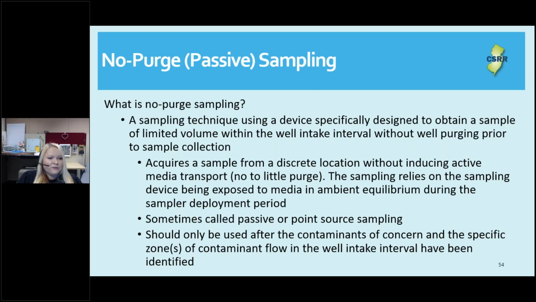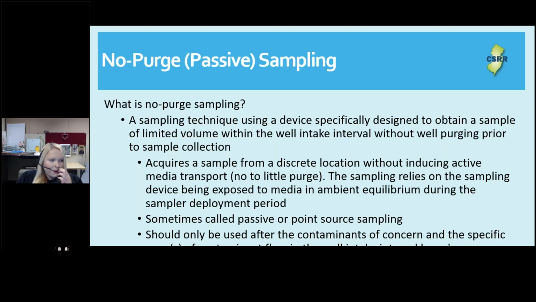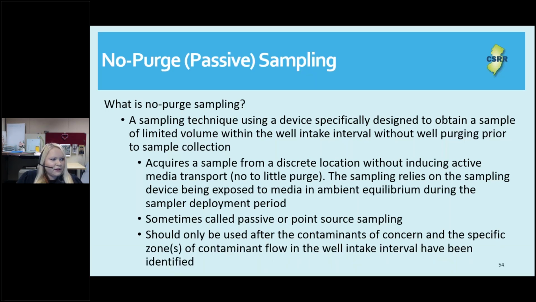It acquires a sample from a discrete location without inducing active media transport, and it relies on being exposed to media and ambient equilibrium during a sampler deployment period. The term no-purge is used because certain sampling devices technically are considered active because you are grabbing a sample. I'll go into that in the future. So no-purge samplers can be divided into two general categories, passive and active samplers. They can be further subdivided into three categories, diffusion samplers, passive grab samplers, and accumulation samplers.